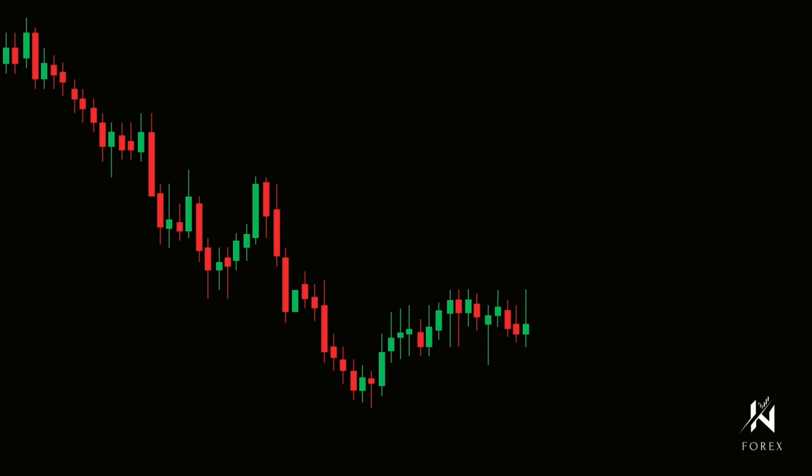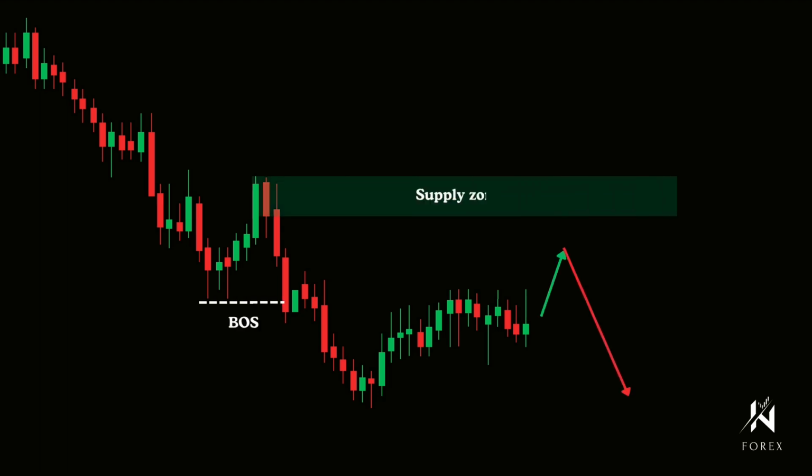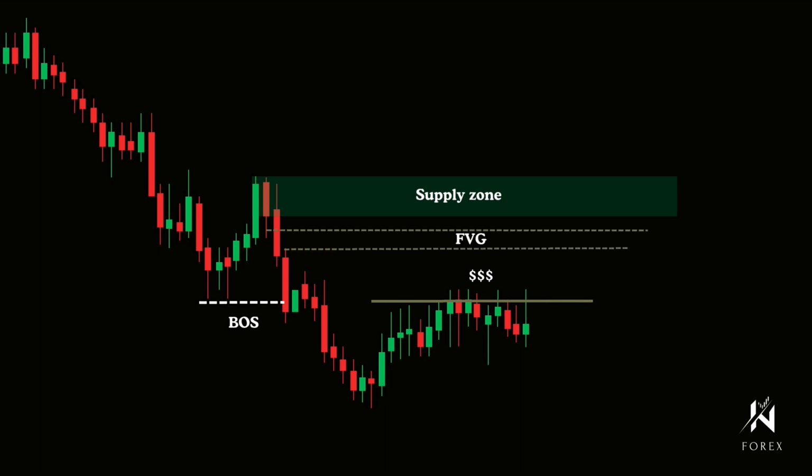We can clearly see a series of bearish movements, so let's begin with the supply and demand framework. The most recent bearish break of structure has left behind an unmitigated supply zone, making it our key area of interest. As long as price remains below this zone, our bias stays bearish. Next, let's identify the liquidity. A large amount of buy-side liquidity has accumulated above this resistance level, meaning a liquidity grab or run above that area could trigger a sharp reversal, confirming bearish momentum.